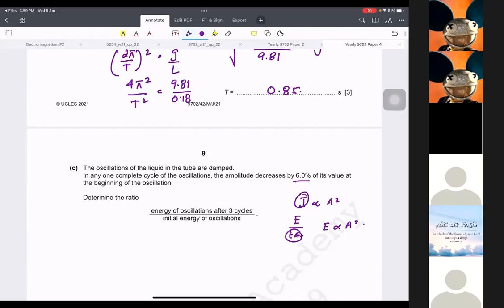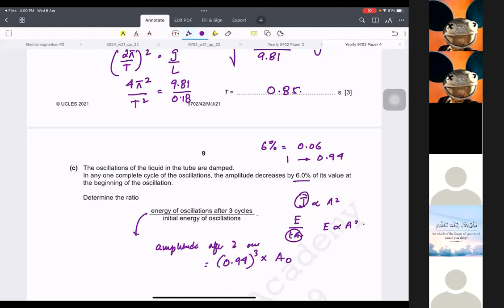Right. So it says after every cycle it reduces by 6%. Now there's a method to this madness. Suppose 6% is basically equivalent to 0.06, right? So out of 100 or 1, after each oscillation it reduces to 0.94, and then it will be 6% of that and 6% of that. Because there are three oscillations, the amplitude after three oscillations is going to be 0.94 cubed, because there are three times this is going to happen, times A original.